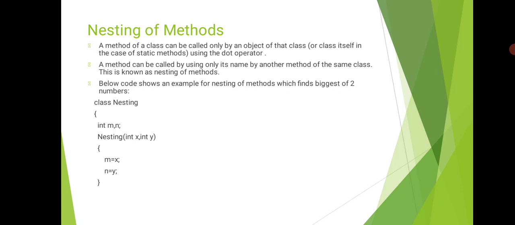So here we know that through objects we can access the class member methods. A method of a class can be called only by an object using the dot operator. You all know that. But a method can also be called using only its name by another method of the same class. This is known as nesting of methods. It means the method is called using only its name, without an object name and dot operator, by another method of the same class.